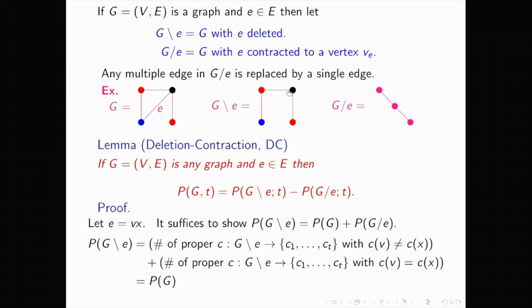What about if I'm coloring the graph with E deleted, and the two vertices have the same color? Well, by a similar token, the number of ways to do that is just the number of ways to color G with E contracted. Again, go back to the example. Here is a coloring of this graph with E deleted where the endpoints have the same color. They're both red.